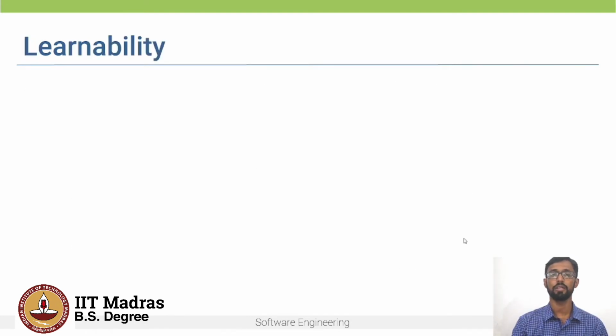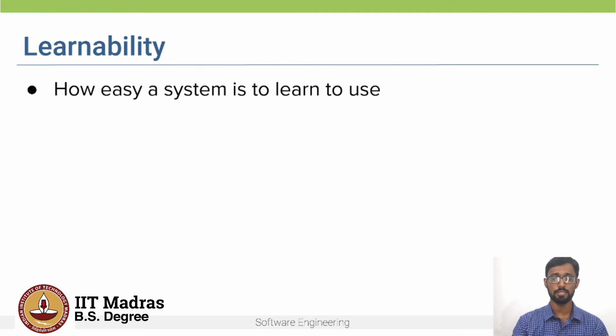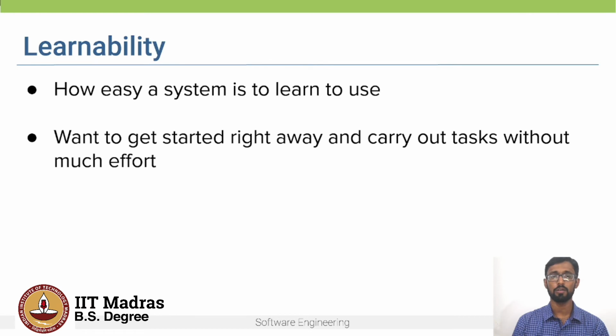The next usability goal is learnability. Learnability refers to how easy a system is to learn to use. People usually don't like spending a long time learning how to use a system. They want to get started right away and carry out tasks without much effort.